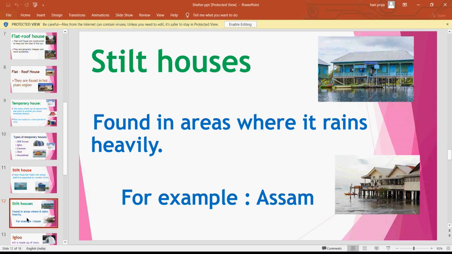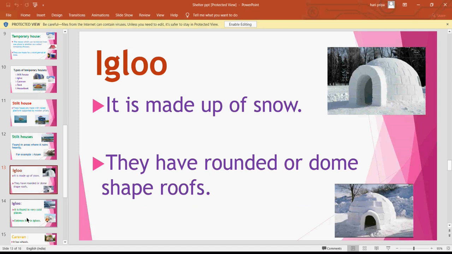Okay, super. So the first one is stilt house, and the second one is a very familiar house, and I hope you all love this type of house. It's igloo. Yes, this also comes under the permanent house, and this igloo is made up of snow. This is a type of house where people construct with snow. They have rounded or dome shaped roofs. Can you see the igloo here? It's rounded and dome shaped. So igloos are rounded and dome shaped, and made up of snow.